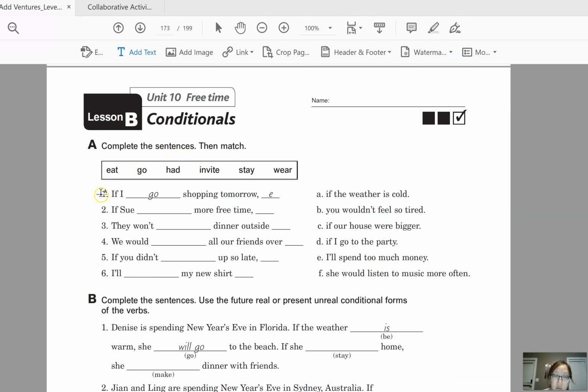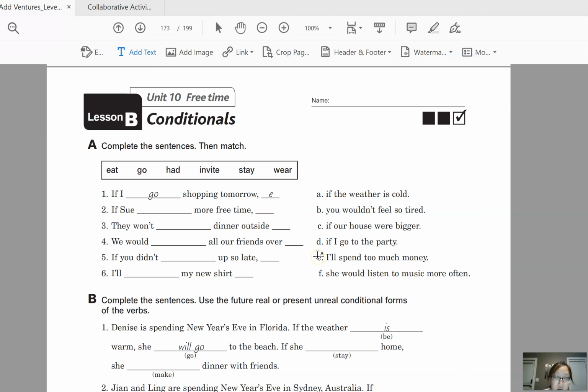Okay, so let's look at number 1 first. If I go shopping tomorrow, letter E, I'll spend too much money. So if you remember, this is a future real conditional, and the if clause includes a present tense clause, and the main clause is in the future tense. Okay, so if I go shopping tomorrow, if this condition is true, then I'll spend too much money. This is a likely result.